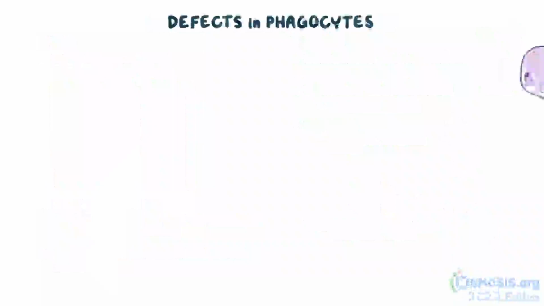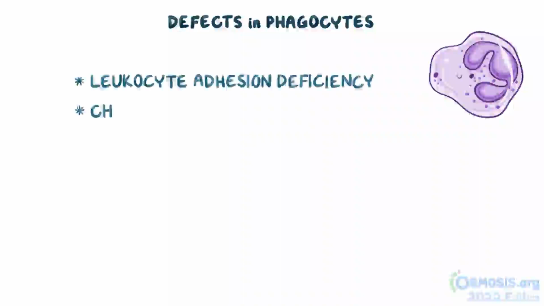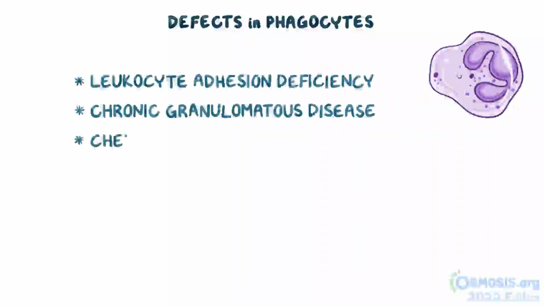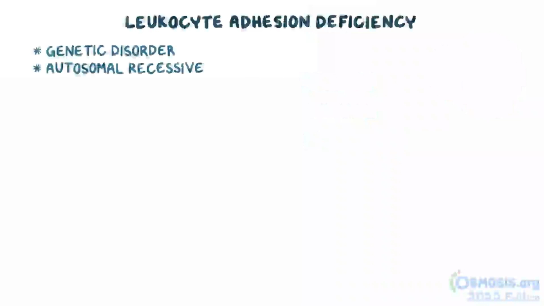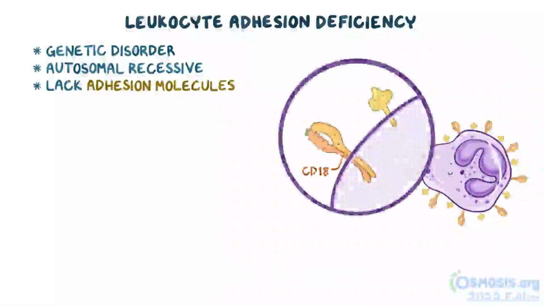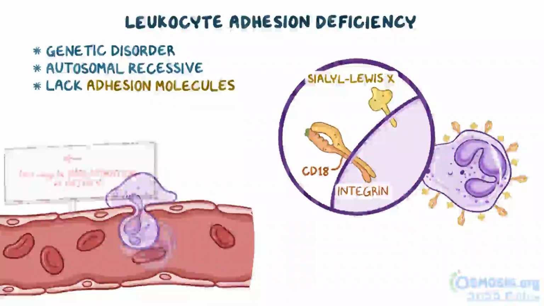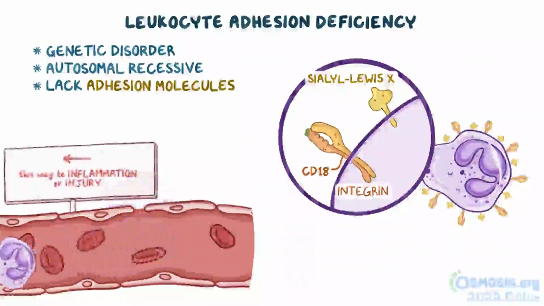Okay, next, there are also defects in phagocytes, mostly neutrophils. These mainly include leukocyte adhesion deficiency, chronic granulomatous disease, and Chediak-Higashi syndrome. Leukocyte adhesion deficiency is a genetic disorder inherited in an autosomal recessive pattern that occurs when neutrophils lack specific adhesion molecules such as CD18, a subunit of integrin molecules, or sialyl Lewis X, which enable them to pass through the endothelium of the blood vessel wall in order to reach the site of inflammation or tissue injury.